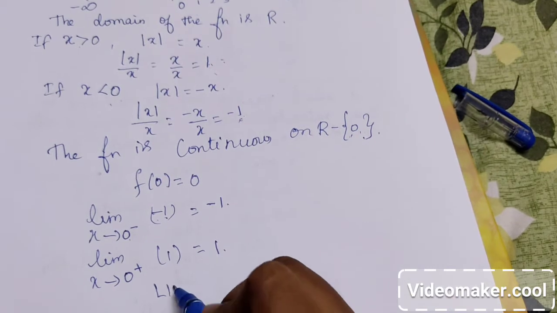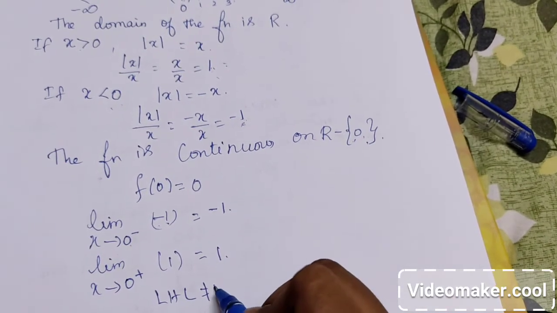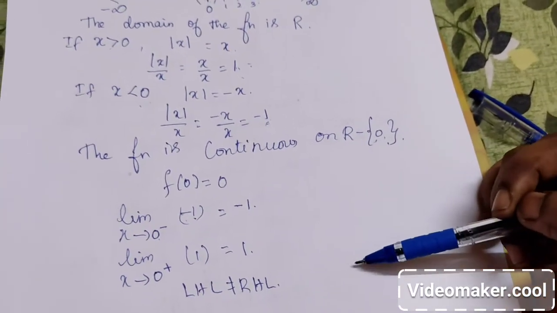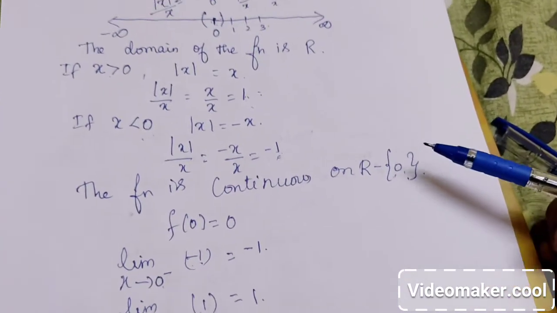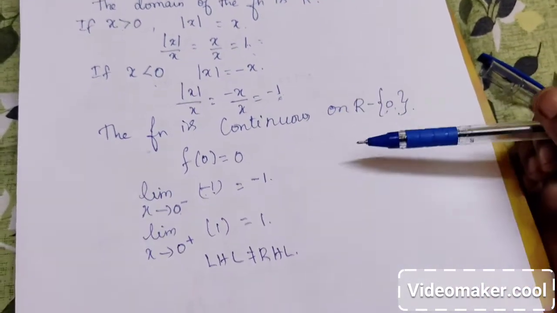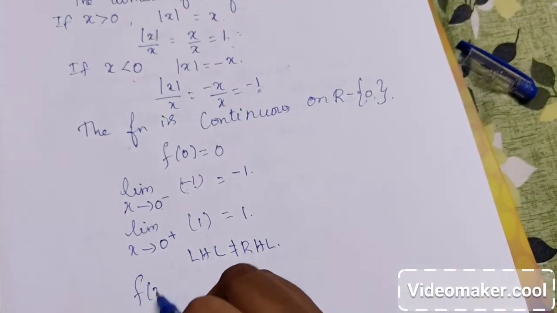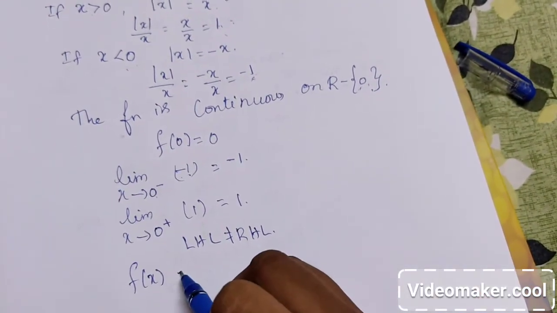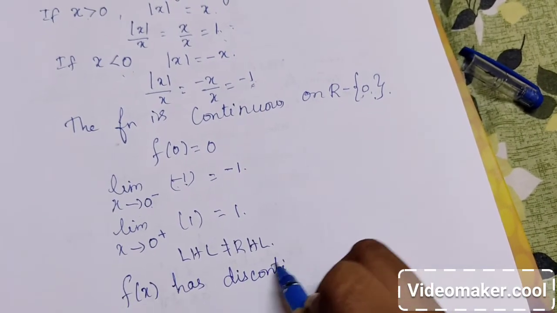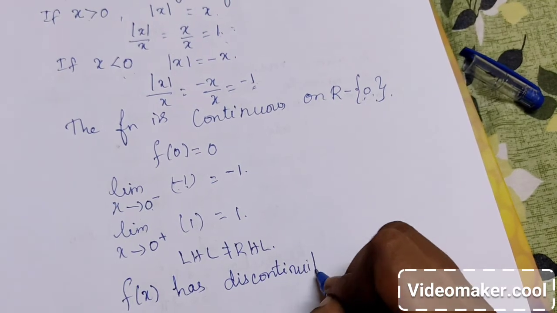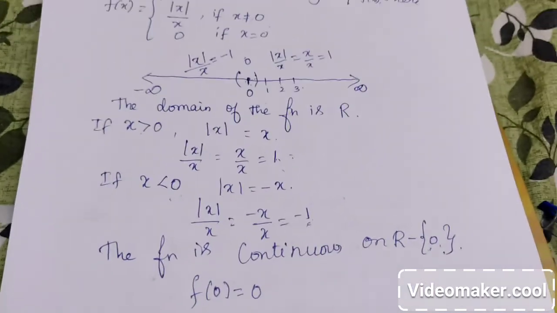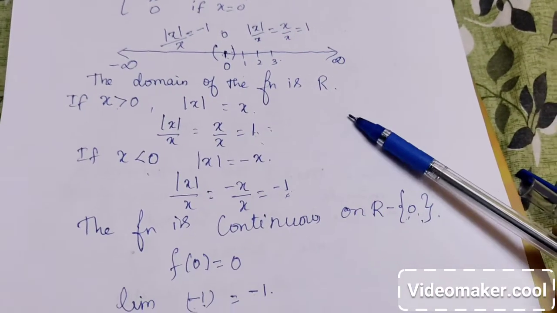Here the left hand limit is not equal to right hand limit. So we can say the function is discontinuous at 0, and in the remaining parts of real numbers the function is continuous. So we will say f of x has discontinuity at x equal to 0, and in all the remaining parts the function will be continuous.